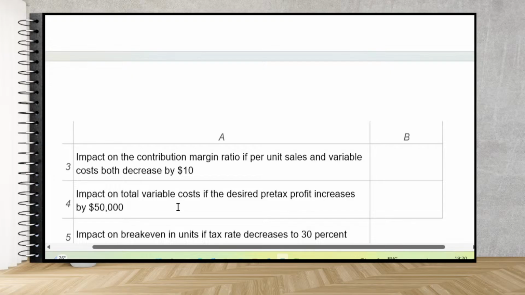Then fourth one, impact on total variable cost if the desired pre-tax profit increases by 50,000. Just try to guess so that you can understand how to answer. So here they ask for the impact on total variable cost, not variable cost per unit. So if the desired pre-tax profit increases by 50,000, what you need to do to achieve your desired profit level? Any guess whether you need to sell more quantity or less quantity?